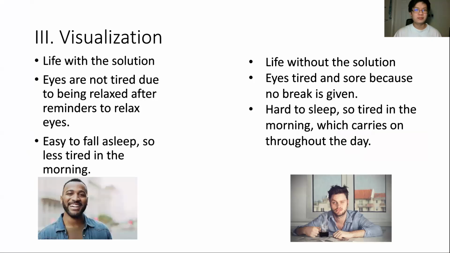Let me now show you what life would be like with my solution. Let's picture someone who uses the computer a lot, someone like me, a student who goes to online school, or a programmer. With the solution, you get a reminder every 20 minutes to look at the scenery outside, away from the screen. What this basically does is it allows your eyes to relax and prevents eye strain throughout the day. It means your eyes will feel healthy and happy for basically the whole day. On top of that, with the 2-hour reminder to stop using screens before you go to bed, it's very easy to fall asleep, so you're less tired in the morning.